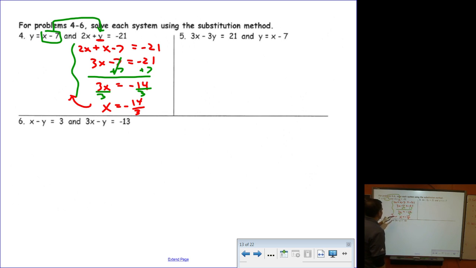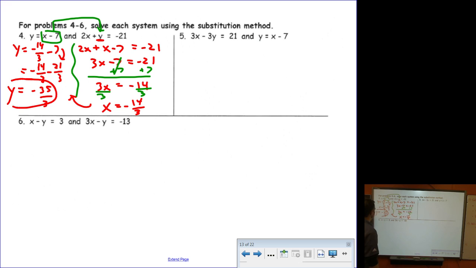Substituting that back into the first equation, I get y equals negative 14 thirds minus 7. That would be negative 14 thirds minus 21 thirds if I turned the 7 into a fraction over 3. And that would be negative 35 thirds. So y is negative 35 thirds and x is negative 14 thirds.